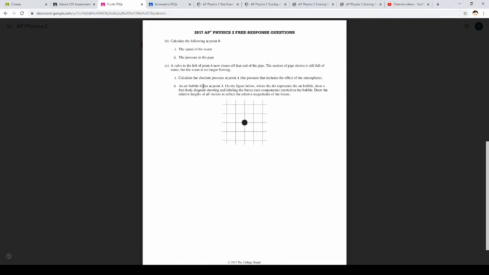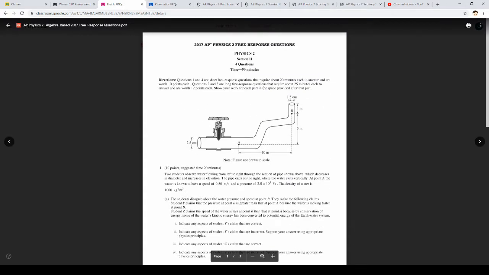And Part 2, an air bubble forms at point A. On the figure below, where the dot represents the air bubble, draw a free body diagram showing and labeling the forces, not components, exerted on the bubble. Draw the relative lengths of all vectors to reflect the relative magnitudes of the forces.